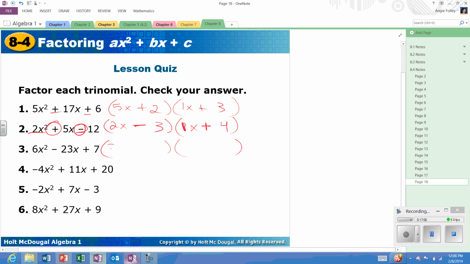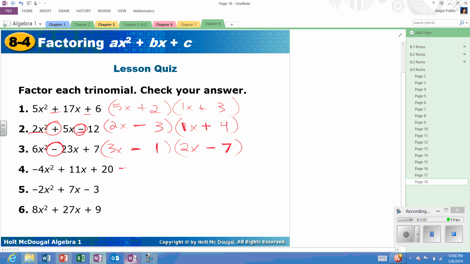For this next one, I already tried 6 and 1, and that didn't work, so it's going to be 3 and 2. And then my options are 7 and 1, and I'm going to have 7 times 3 to give me 21, and 2 times 1 to give me 2. And then they're both going to be negative, so that I get a negative 23 here.